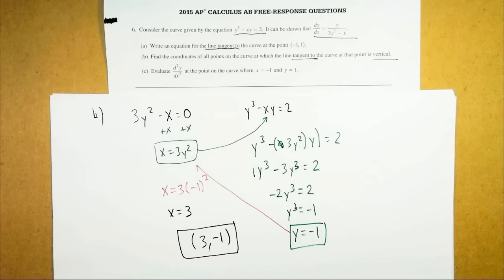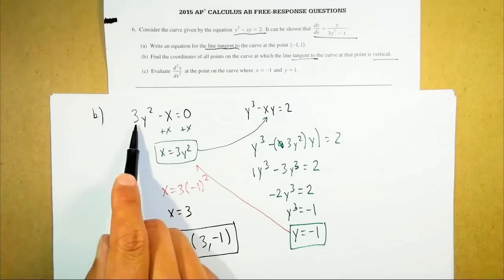Now, once again, how did I even know how to do this? Well, the first thing for part B, the fact that it said vertical tangent line. Vertical tangent line is found by setting the denominator of your derivative equal to 0, which is what we did right here.